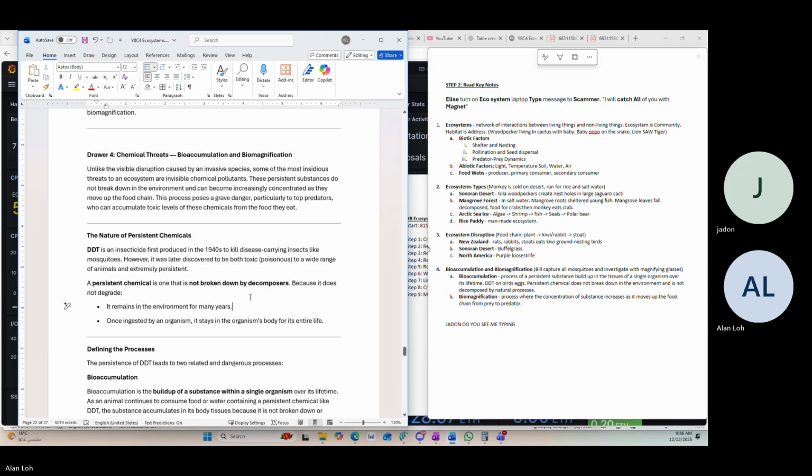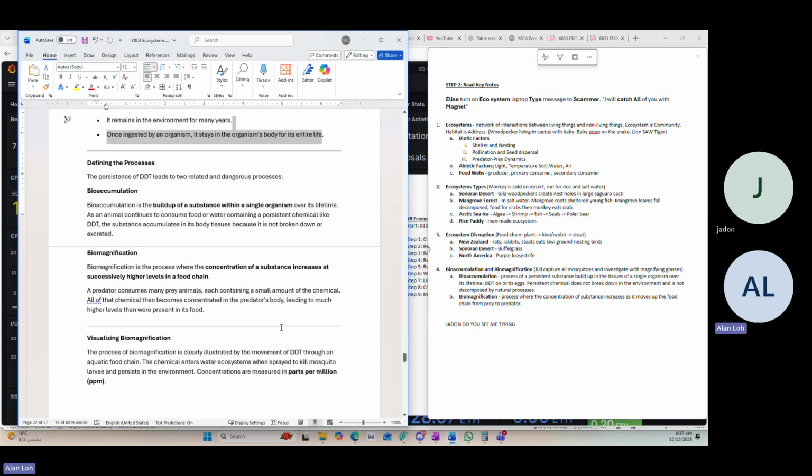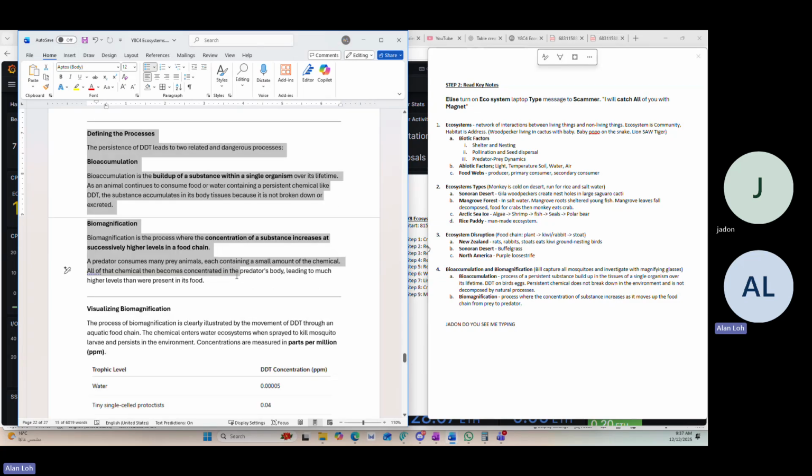Okay, I'm done reading. Good. So maybe there is some new information. The new information is this persistent chemical, which is DDT, cannot be broken down by the decomposer. That's why it does not degrade. So it will remain in the environment for many years. So whoever eats it, it will remain in your body for your entire life. And that is called bioaccumulation. It keeps accumulating. Let's continue on this small part.